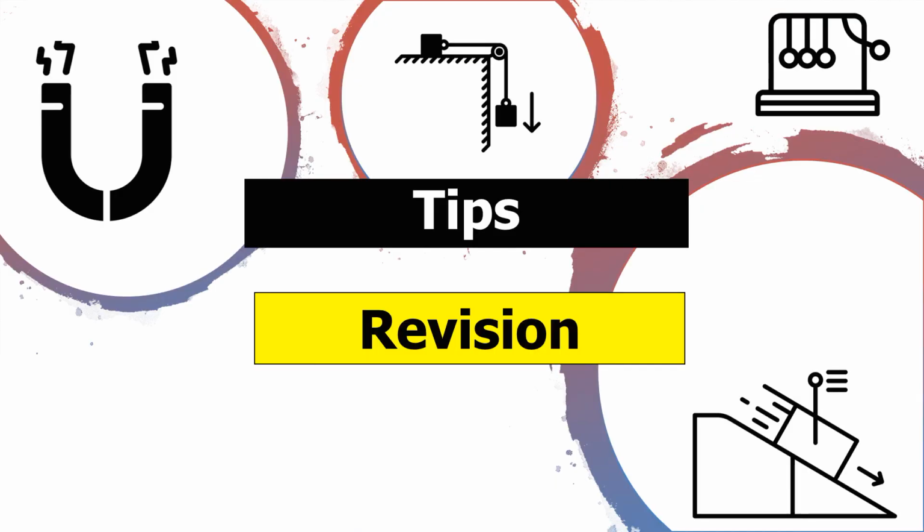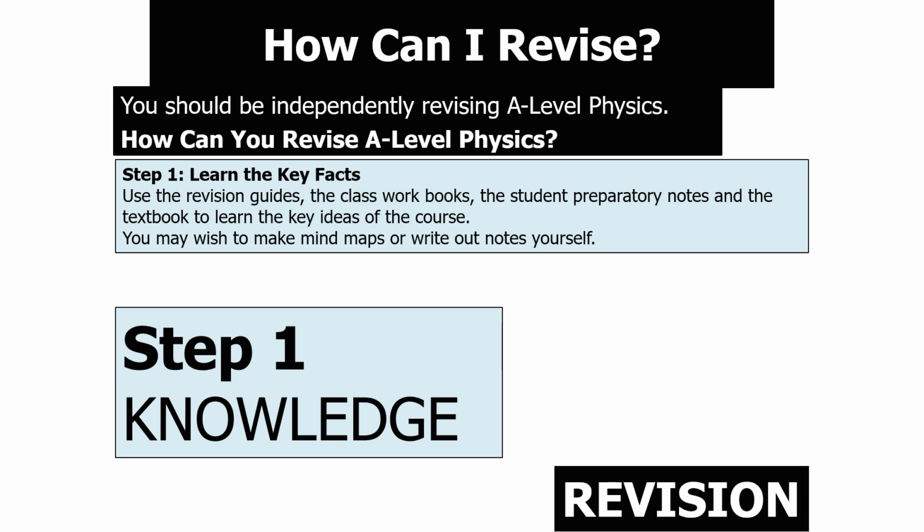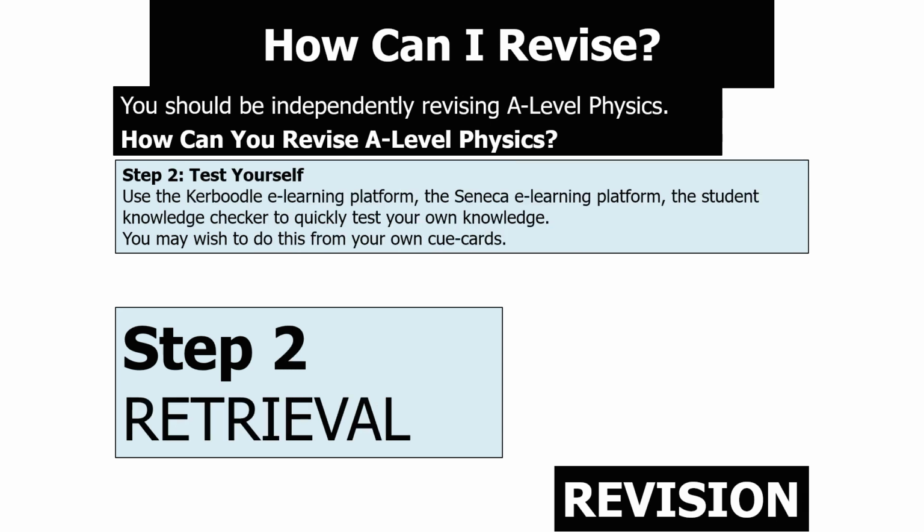Now, in terms of how you should revise for A-Level Physics, the first step is learning the key facts. Use revision guides, class workbooks, student prep notes and a textbook to learn the key ideas of the course. You may wish to make mind maps or write out notes yourself. Secondly, test yourself. Use the Caboodle e-learning platform, Seneca, or student knowledge checkers to quickly test your knowledge. You may wish to do this from cue cards.